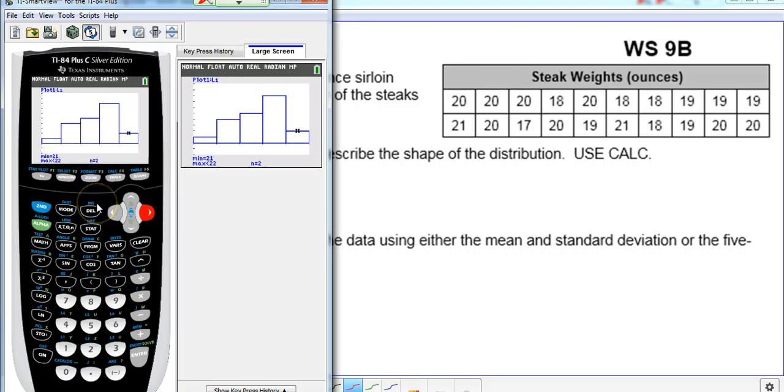Again, you can do a zoom 9 and you'll get something like this. It just won't be exactly the same. This one I think is easy to understand. All right, do a really rough sketch, guys. There were 17, 18, 19, 20, and 21 ounce steaks.